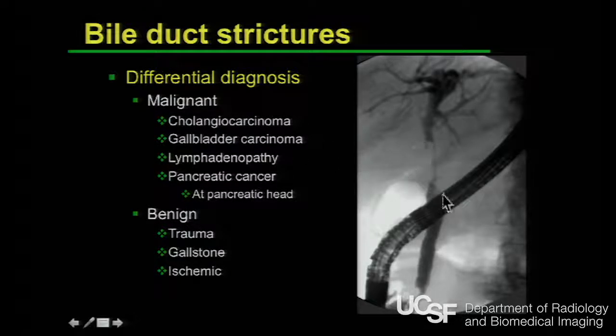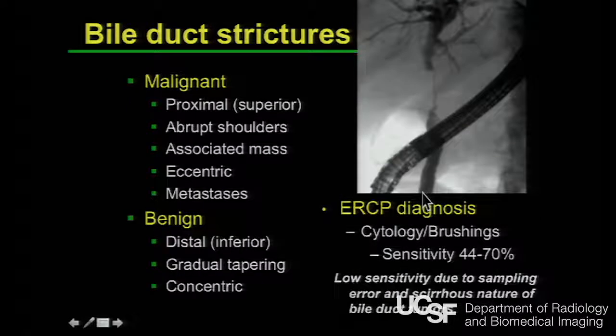This is the case of gallbladder cancer with infiltration of the common duct. Can occasionally be due to other causes. Benign strictures tend to be narrow, gradual, concentric, not eccentric, and tapering, rather than this abrupt narrowing with eccentric shouldering.